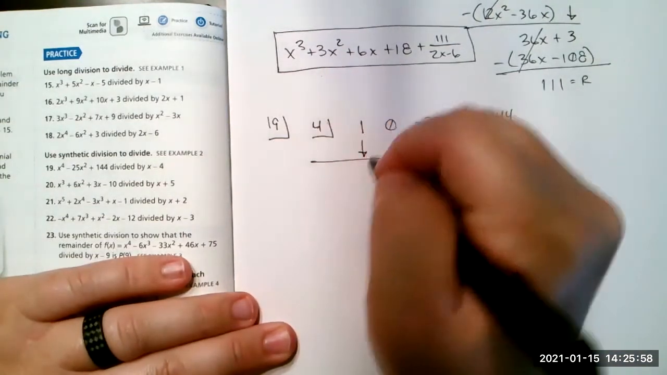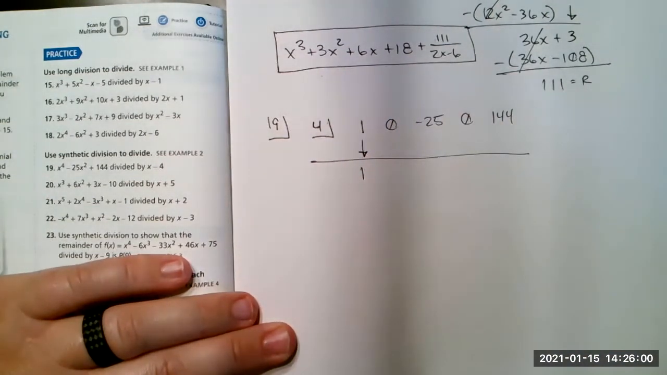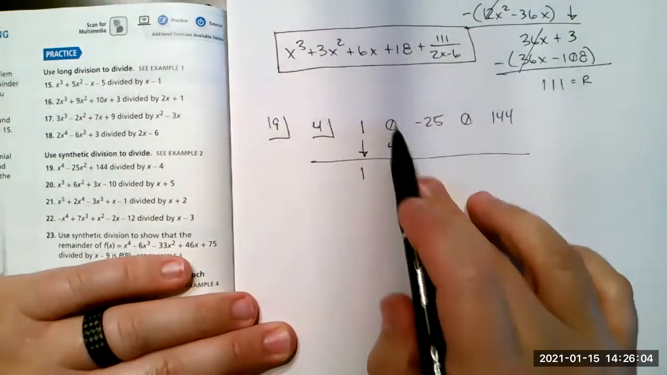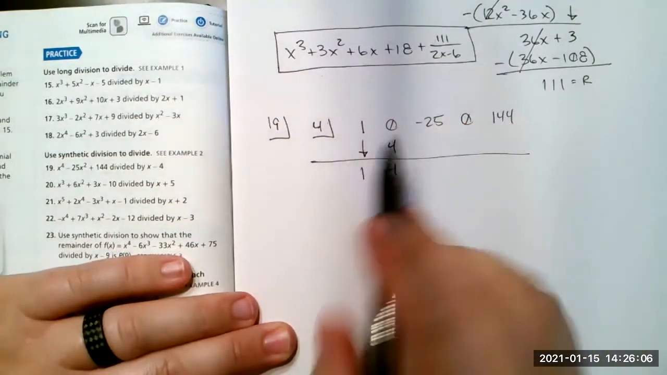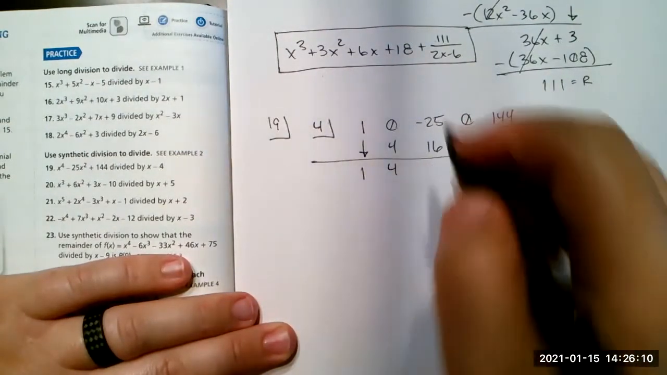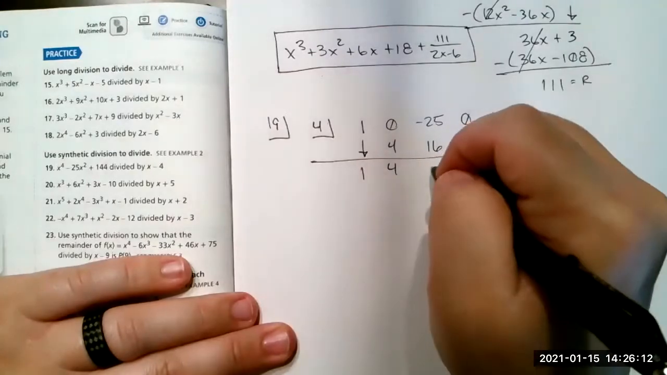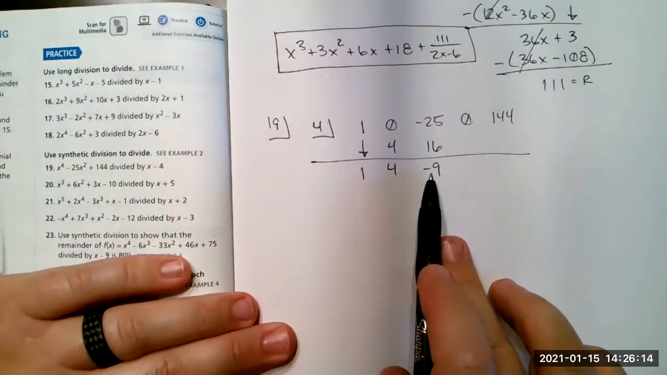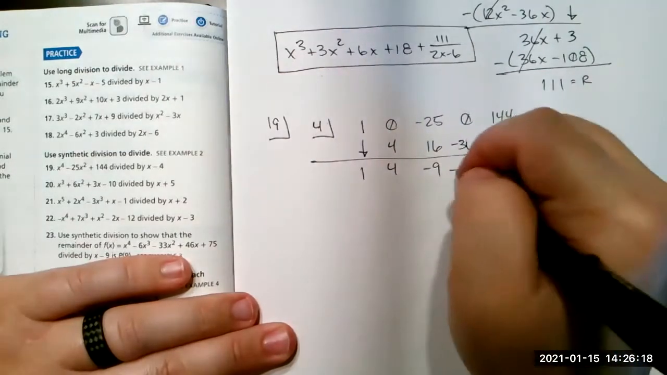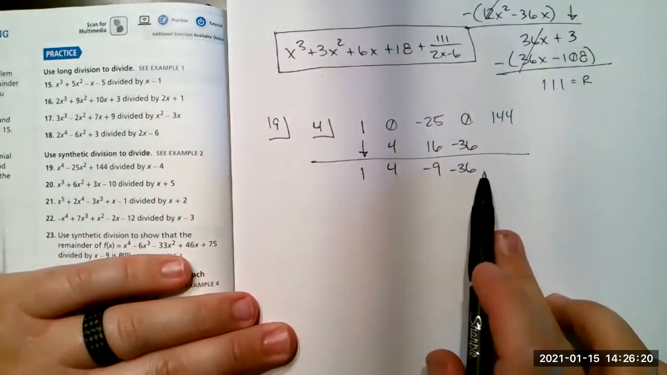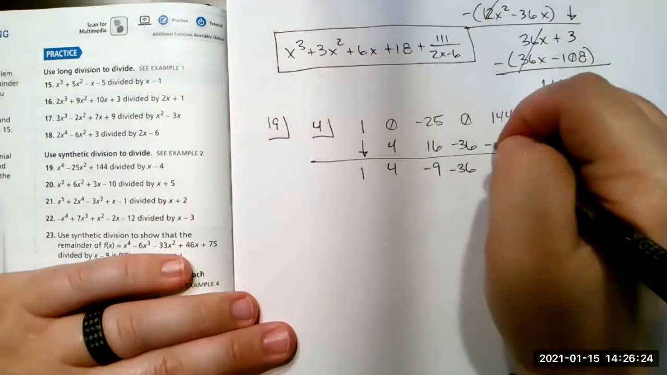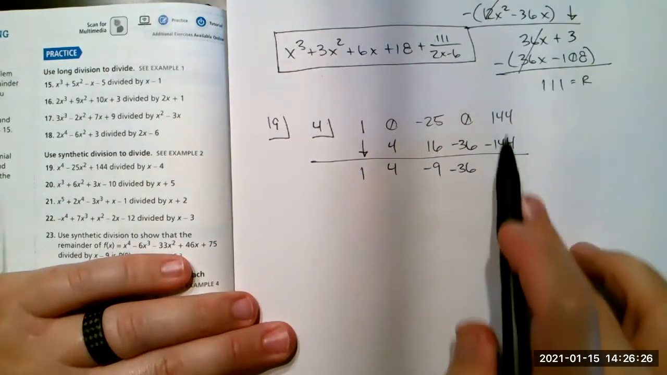Remember, this first coefficient comes down, it drops below the line, and now I start multiplying and then adding. Multiply and then add. So negative 25, negative 9. Multiply and then add. And then multiply, 120, 144. Negative 144, and then add.